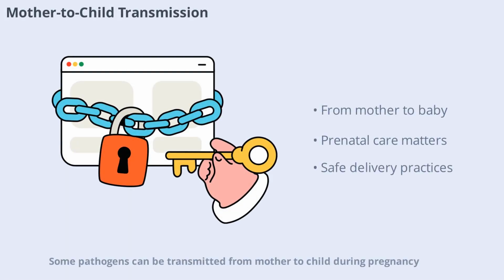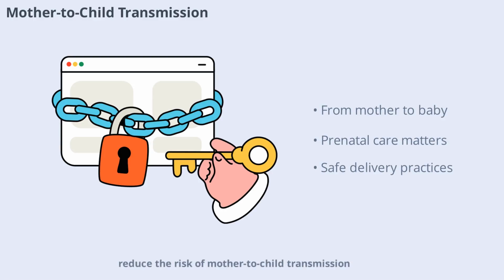Some pathogens can be transmitted from mother to child during pregnancy, childbirth, or breastfeeding. This is known as vertical transmission. Examples include HIV, hepatitis B, and certain bacterial infections. Prenatal care, safe delivery practices, and appropriate medical interventions can greatly reduce the risk of mother-to-child transmission.